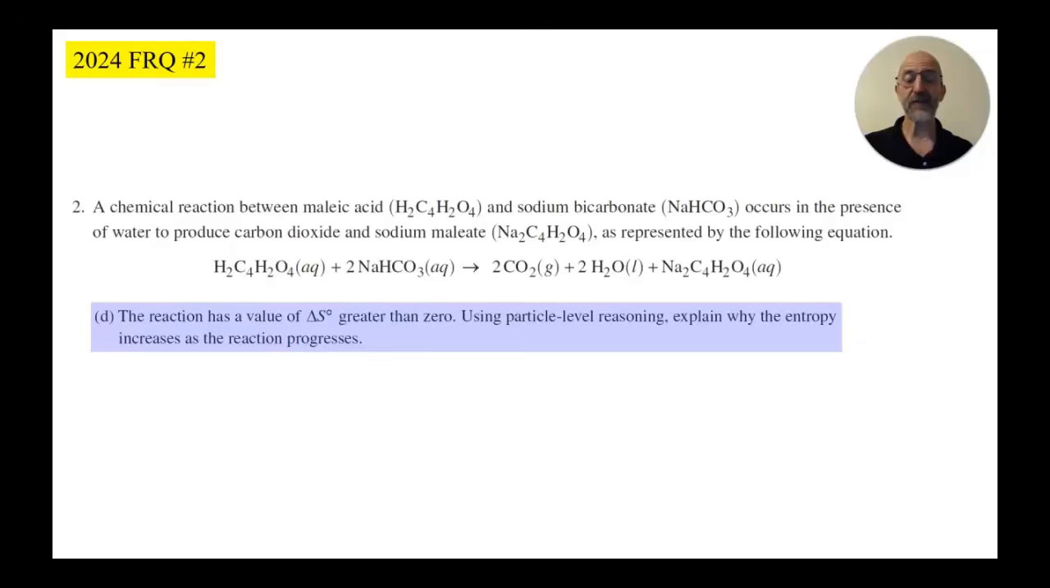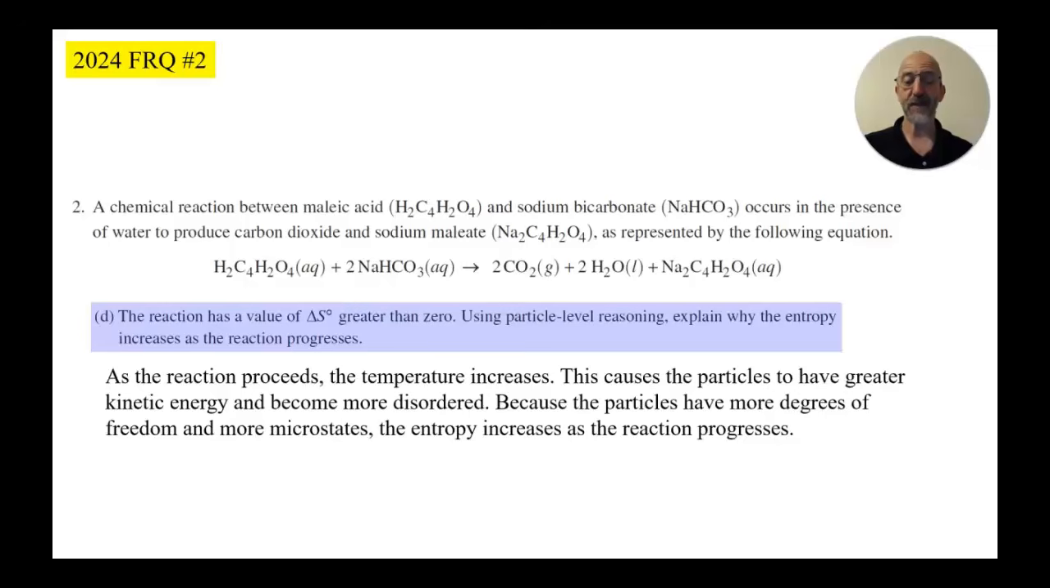All right, now we have a different question. We're not talking about electrochemistry. We're back to particle level reasoning and entropy. So here's some more comments about that. The value of delta S is greater than 0 for this reaction. Using particle level reasoning, explain why the entropy increases as the reaction progresses. So the student said, as the reaction proceeds, the temperature increases. I'm not really sure how they knew that. In fact, I don't even know if that's correct, but I'll go ahead and read on. This temperature increase causes the particles to have greater kinetic energy and become more disordered. The particles have more degrees of freedom and more microstates.